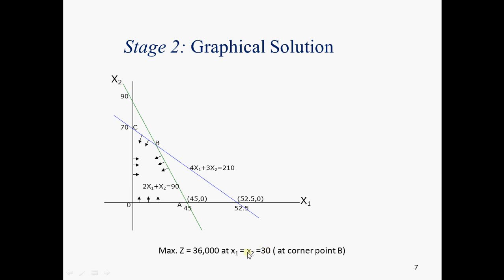So now step 4 is this one. That's all. Maximum Z equals 36,000. That is the answer, and the corresponding coordinates x1 and x2. What is x1 actually? You have declared x1 as the number of laptops, x2 as the number of desktops. Your answer is, you are suggesting the company manufacture 30 laptops and 30 desktops to maximize the profit.